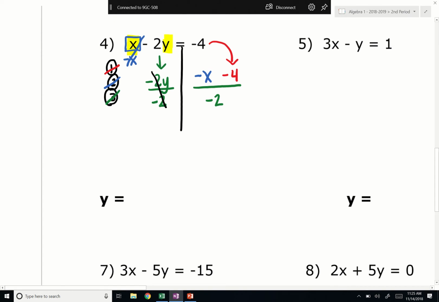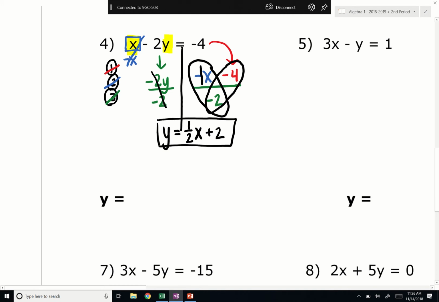And now I've just got to make sure I simplify. So I've got y equals... What's that understood number in front of x? Okay, so what's negative 1 divided by negative 2? Good. Turns positive. And x is going to tag along. Don't forget it. That's what I've noticed a lot of my students are doing is they're forgetting to let that x tag along. Okay? And what's negative 4 divided by negative 2? Positive 2. And negative divided by negative is going to turn positive.